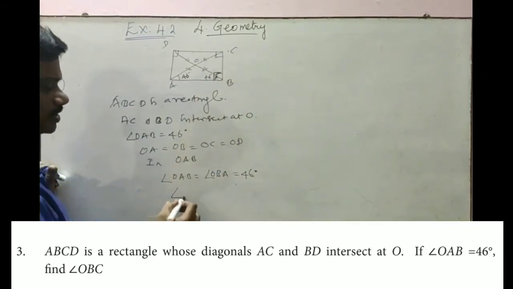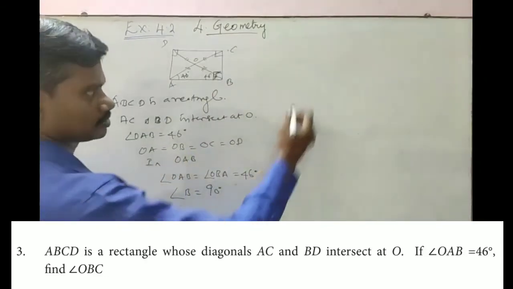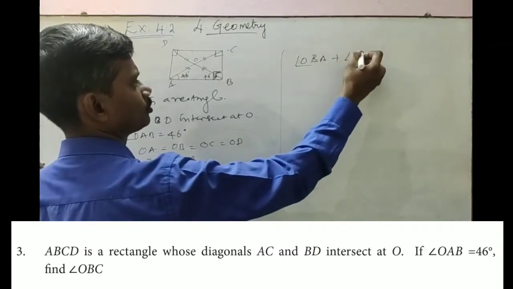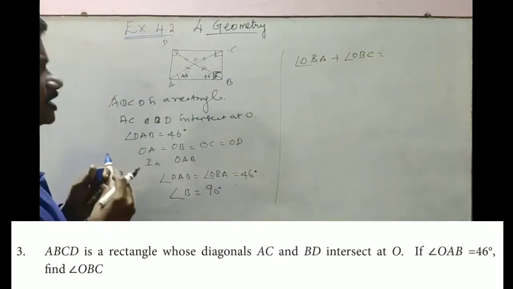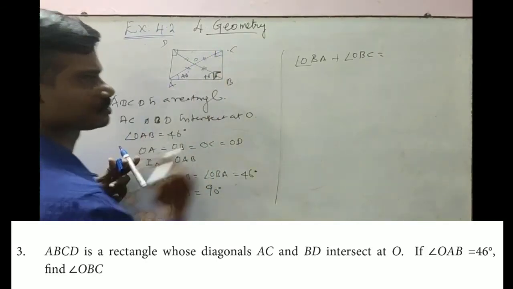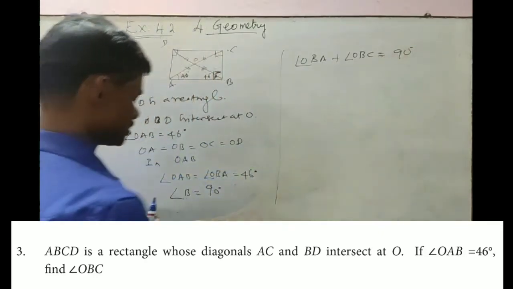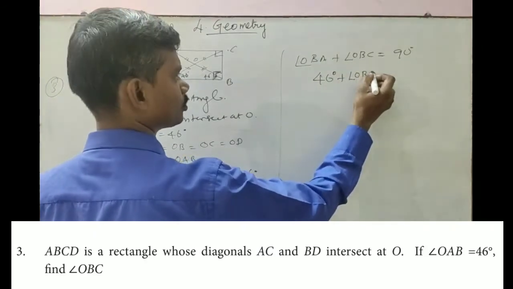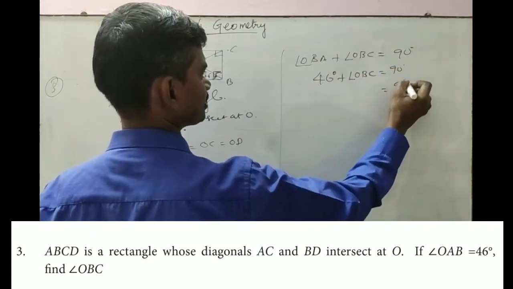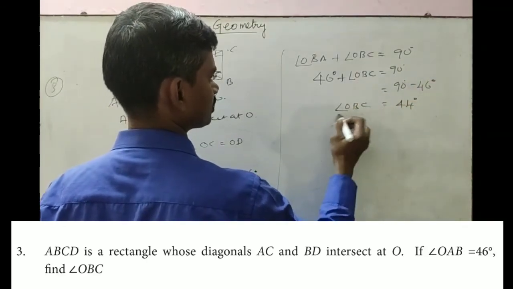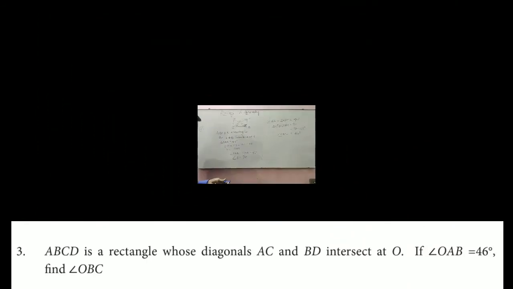But the total angle of B is 90. So if you split this B as two angles, OBA plus OBC, which is equal to 90 degree. In this, we know that OBA equal to 46 degree. So you can find the angle OBC by subtracting from 90. 90 minus 46 degree gives 44 degree. So therefore the angle OBC equal to 44 degree.